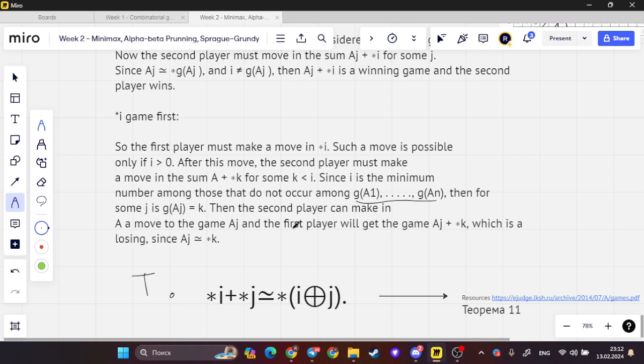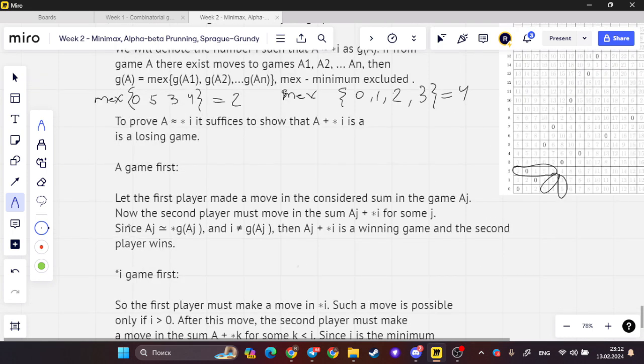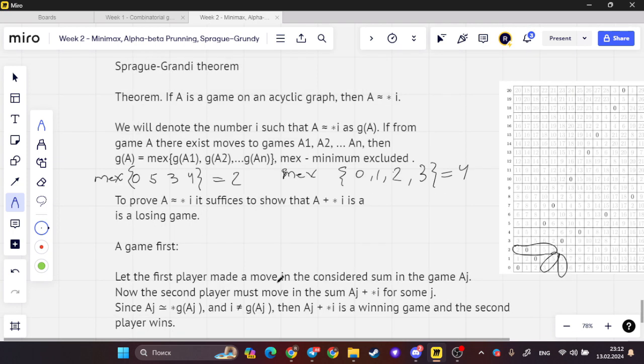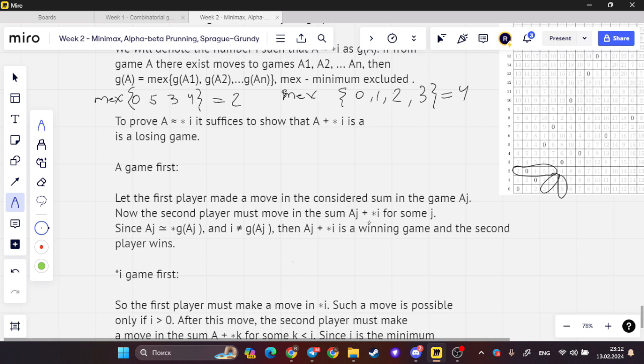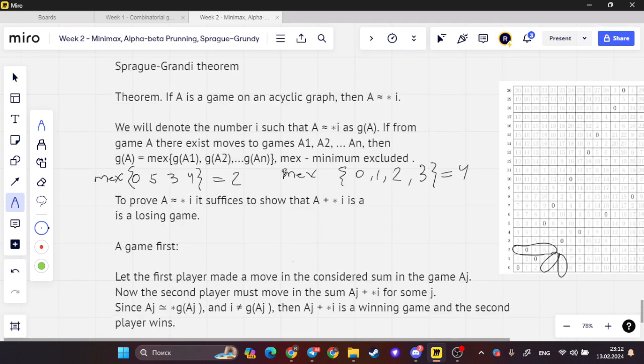Once again, we proved that for the A game the first player loses, and for the star E game the first player loses too. That means AG plus star E is a losing game, and it means that A is equivalent to some game on nim.